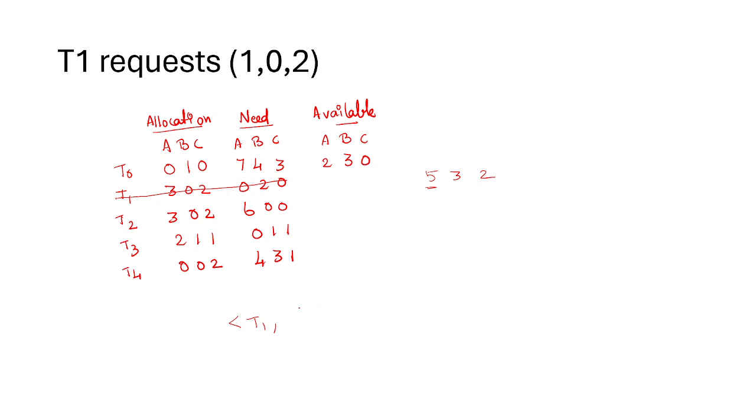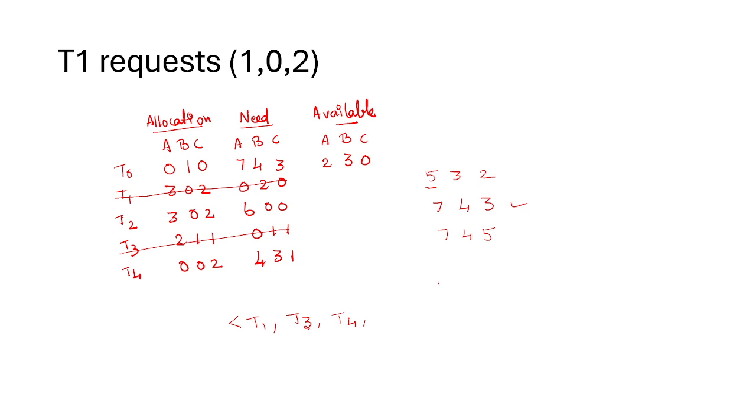Definitely we have 5, 3, 2, so T3 can start its execution. After T3 completes, its resources also need to be added, so 7, 4, 3 is available. T3 also completes its execution. Go with T4. The needed resources for T4 are 4, 3, 1. It is available, so T4 can start its execution. After execution, it releases the resources which have been allocated, so it will become 7, 4, 5 after T4 completes its execution.